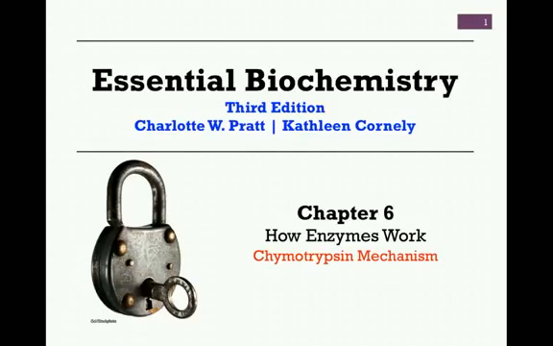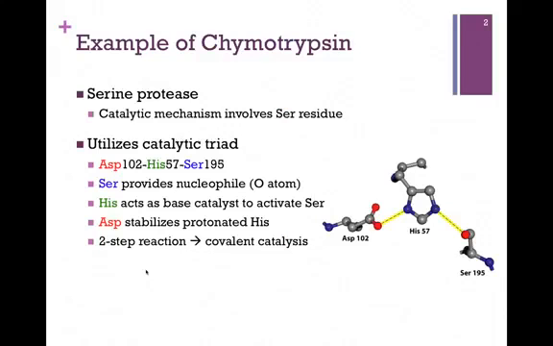We're continuing our studies in Chapter 6 on how enzymes work, and in this lesson we want to review the catalytic mechanism of the digestive enzyme chymotrypsin. It's a good example for us to consider because in the course of its reaction we'll see actually several examples of different types of catalysts.